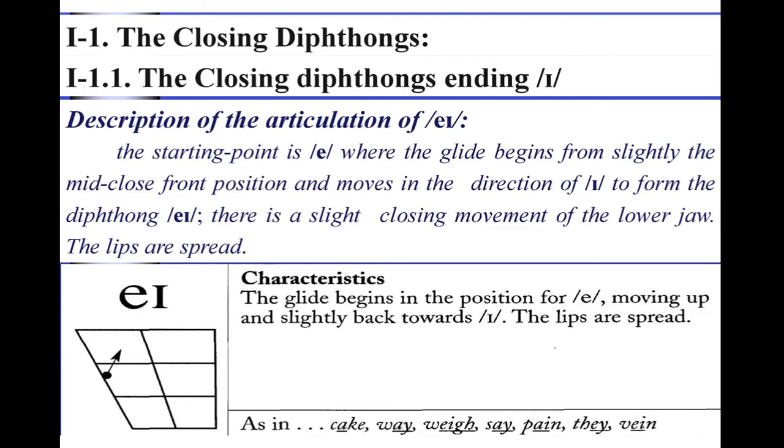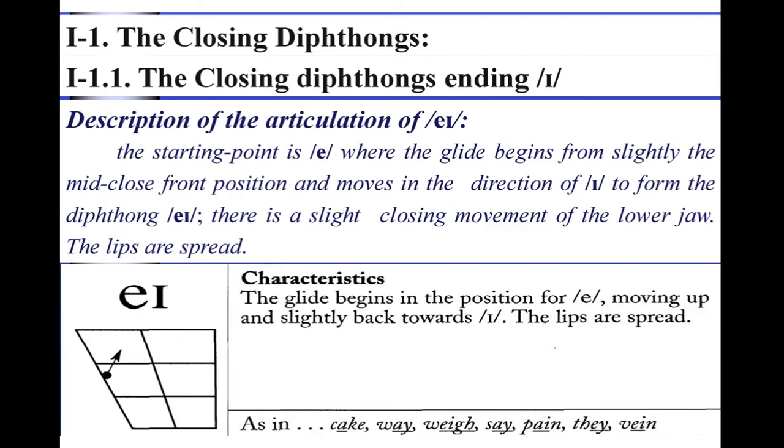Description of the articulation of the diphthong ei. The starting point is e, where the glide begins from slightly the mid-close front position and moves in the direction of i. To form the diphthong, there's a slight closing movement of the lower jaw. The lips are spread. Characteristics of the diphthong: the glide begins in the position for e, moving up and slightly back towards i. Lips are spread. Examples: cake, way, say, pain, they, vain.